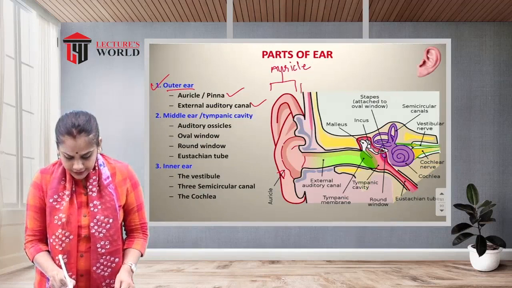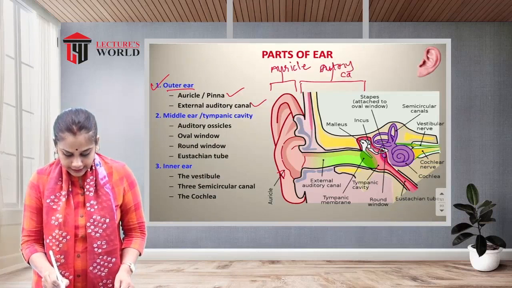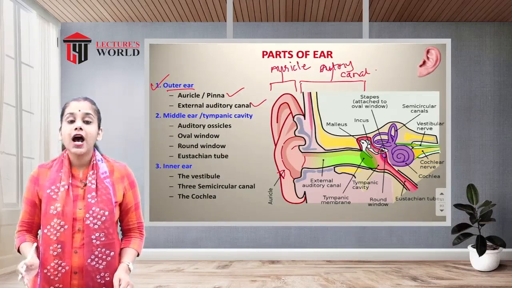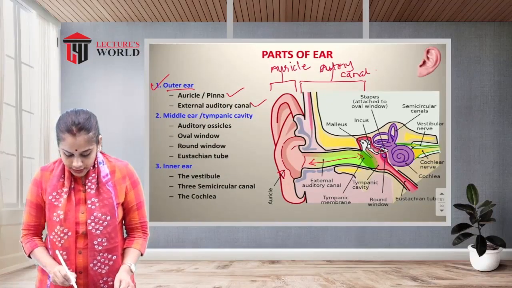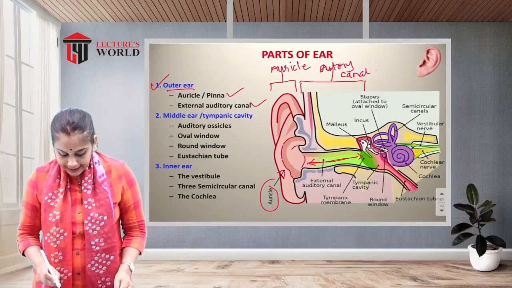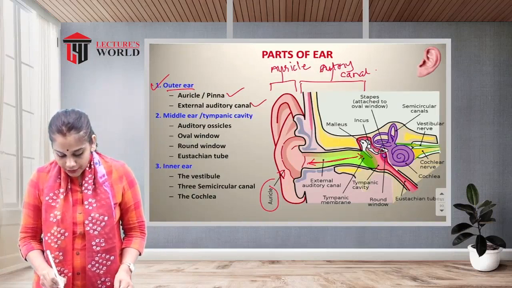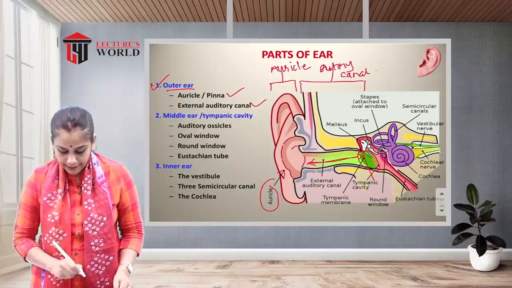Next one is the auditory canal. So this is the outer ear. See, this is the auricle, and this is the auditory canal, going up to the tympanic membrane. See, this is the tympanic membrane.